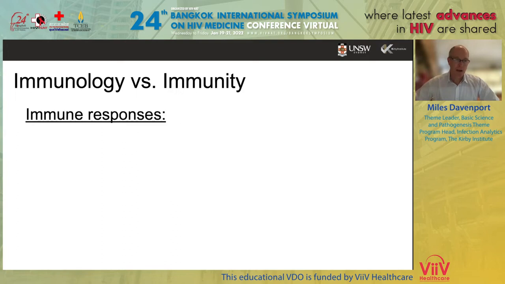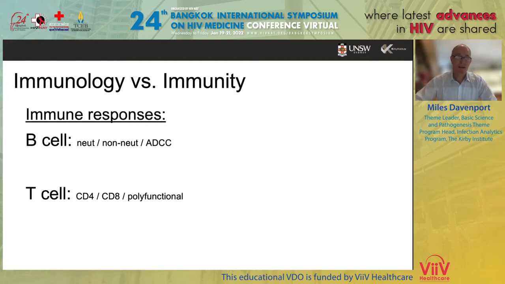Whenever we're exposed to an infection, or indeed any foreign agent, we make a variety of immune responses. Those might be mediated by B cells in the form of neutralizing or non-neutralizing antibodies, ADCC, or by T cells, where we might elicit both CD4 and CD8 responses, and some of them might be polyfunctional or more effective than others.